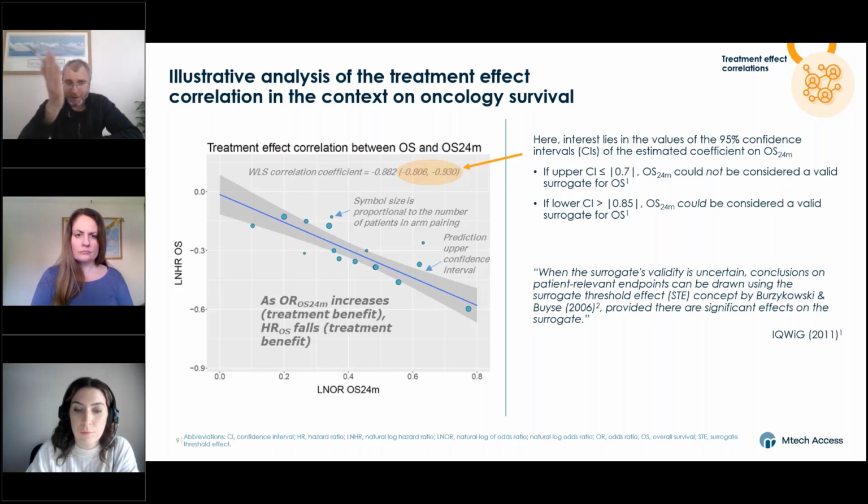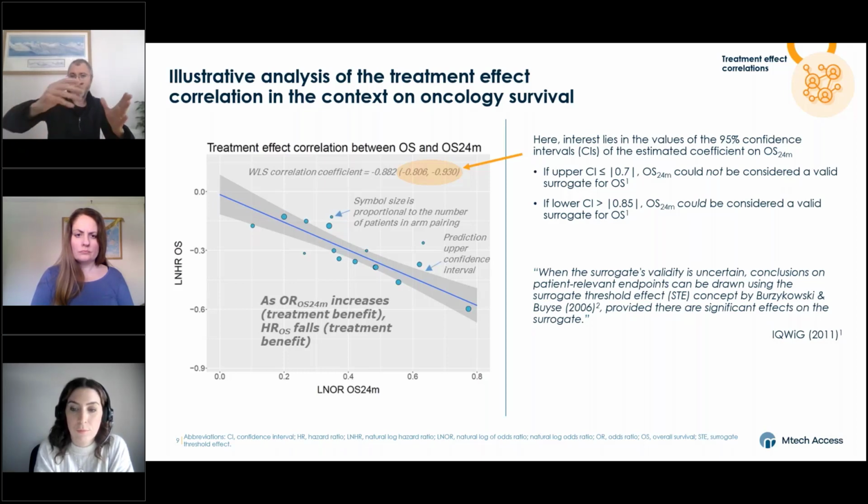So we can see the treatment effect against OS, and we can see the treatment effect of the treatment in question on overall survival at 24 months. And what we're interested in is firstly the line. Now, of course, the slope of the line indicates the estimated treatment effect correlation. As it happens here, what we have is something that's rather strong. But what we're actually really interested in is the upper confidence interval of the estimated treatment effect.